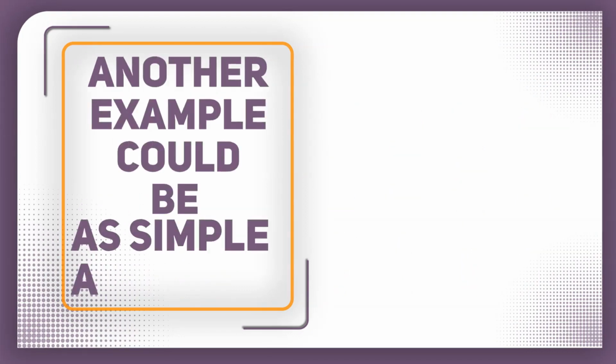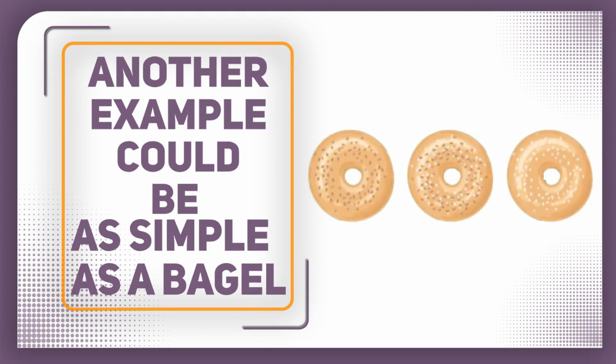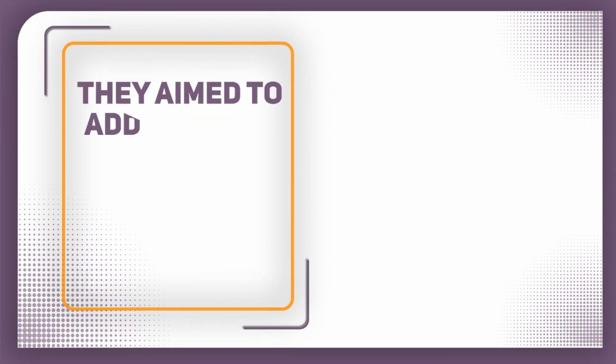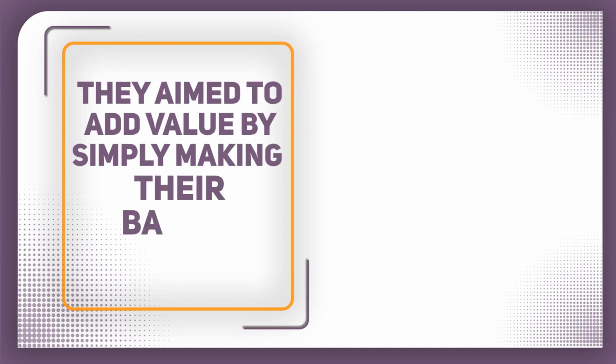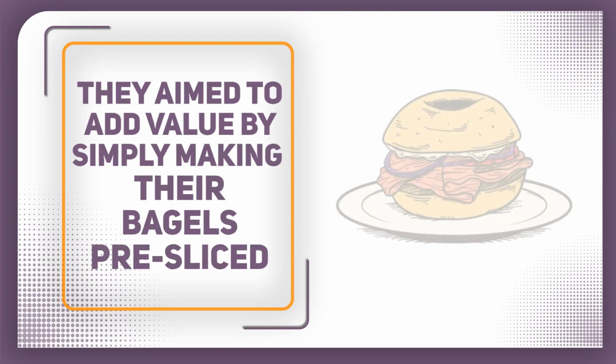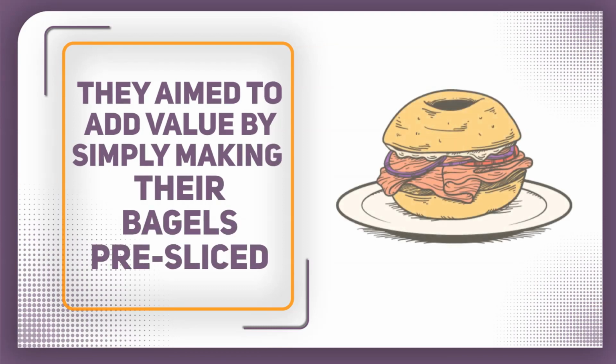Another example could be as simple as a bagel. Take the Warburtons, for example. In an effort to extend their product's life cycle, when they began to lose market share to rival businesses, they aimed to add value by simply making their bagels pre-sliced. Sounds too easy, but this did improve the company's sales, and this straightforward adaptation of their product added convenience for the consumer.